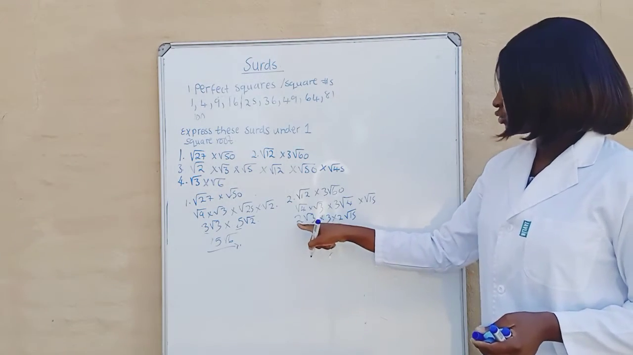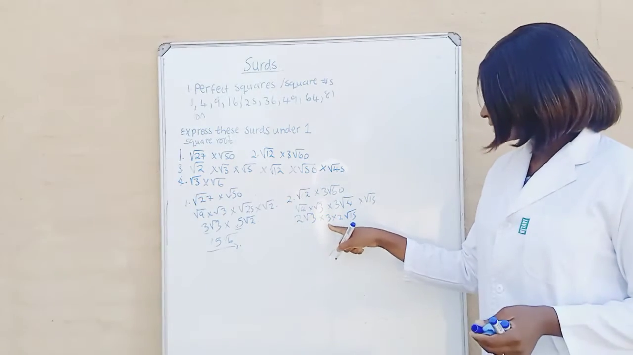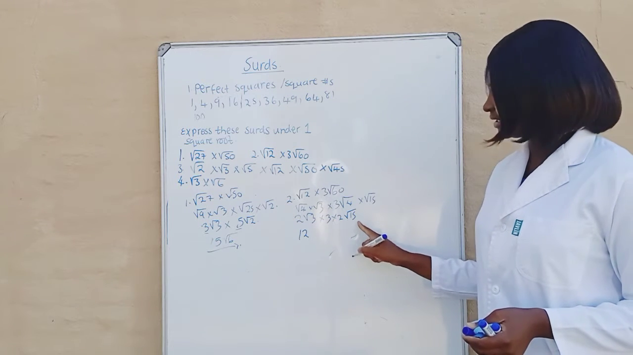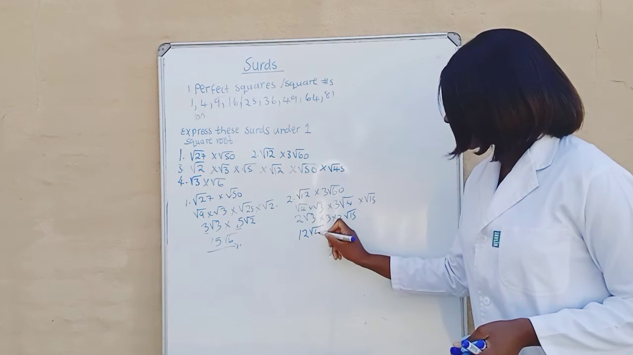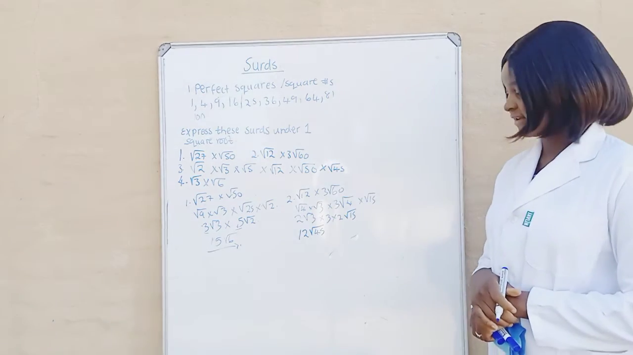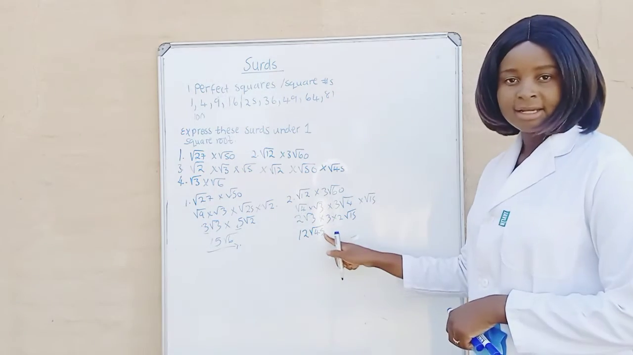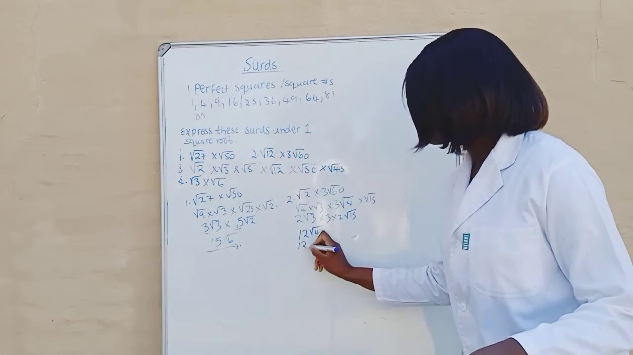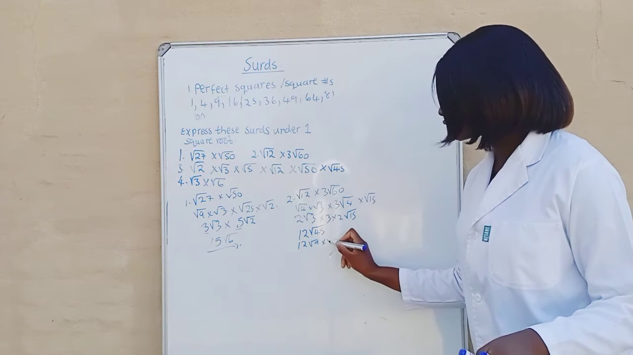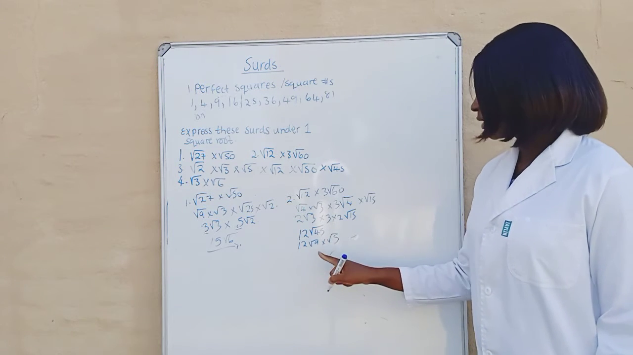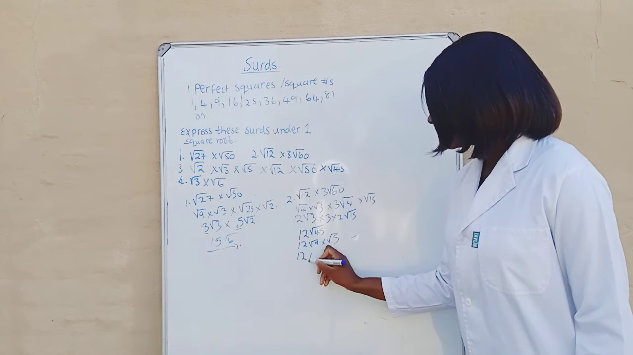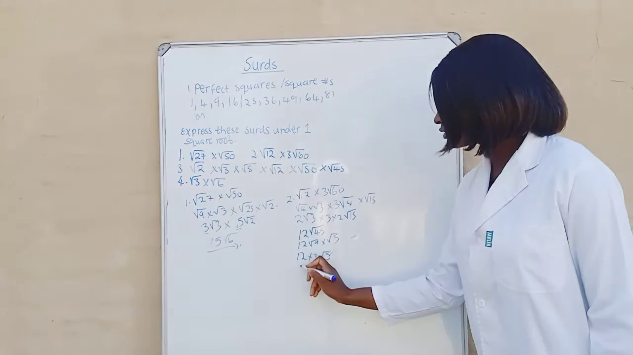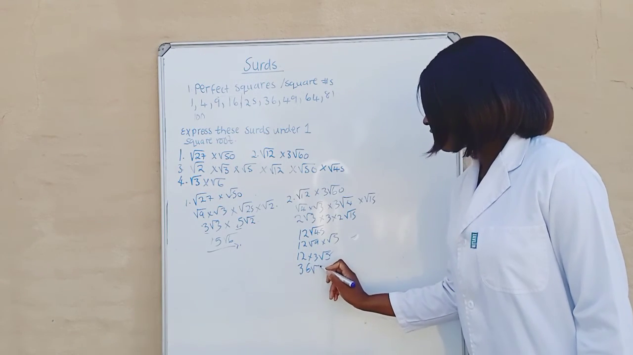Now let's multiply. 2 times 3 is 6. 6 times 2 is 12, so we've got 12. Root 3 times root 15, we are going to get root 45. 15 times 3 is 45. But then still, we are not yet done, because the square root of 45, we can simplify it further. The square root of 45 is root 9 times root 5, like that. Okay? The square root of 9 is 3, so we have 12 times 3 root 5. 12 times 3 is 36. So our final solution becomes 36 root 5.